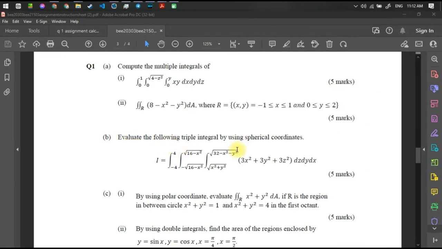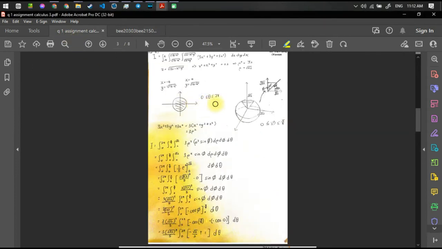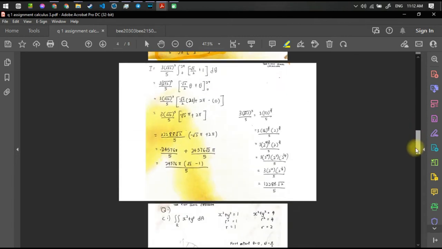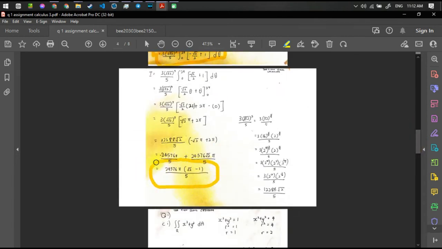Evaluate the following triple integrals by using the spherical coordinates. We need to convert this equation to the triple integral with d rho d phi d theta. So we need to find the rho, phi, theta limits first. Then we convert it to these equations. Then we integrate d rho. We will get these equations. Then we integrate with d phi. We will get these equations. Then we integrate with d theta. We will get the final answer of the question.